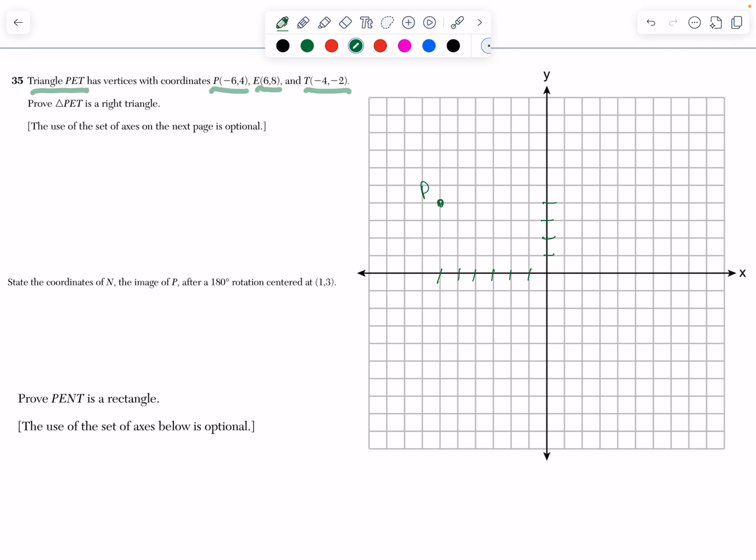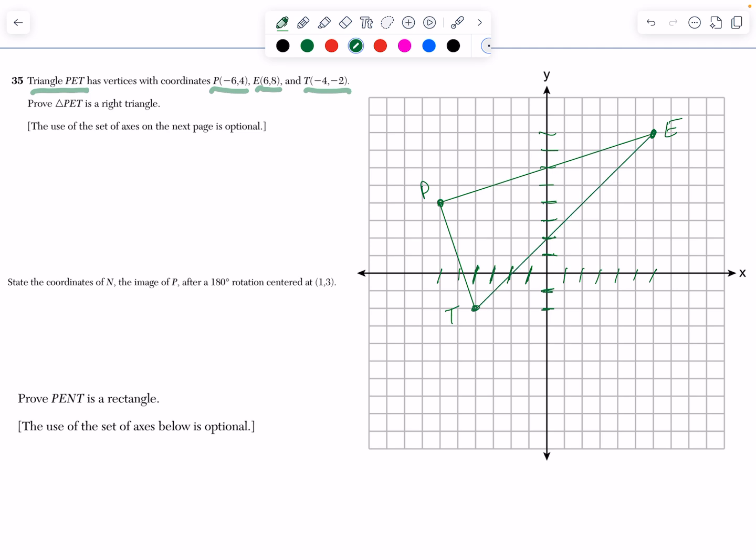Then we have E is (6, 8): 1, 2, 3, 4, 5, 6 to the right, and 1, 2, 3, 4, 5, 6, 7, 8 up. And so that is (6, 8), which is E. And then we have (-4, -2): 1, 2, 3, 4 left, 1, 2 down. And so that is T. So now we're going to connect the endpoints, or I should say the vertices, of the triangle PET.